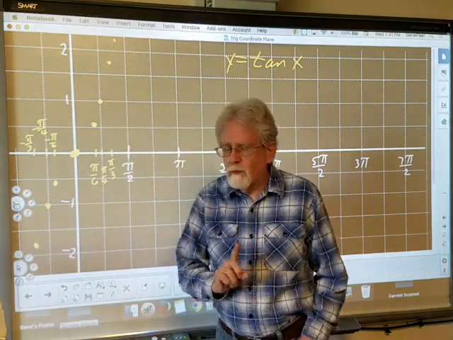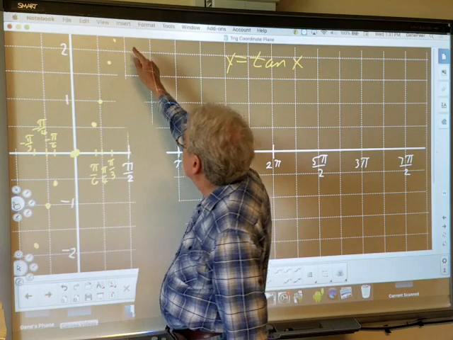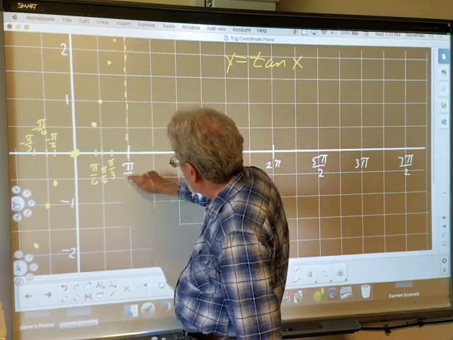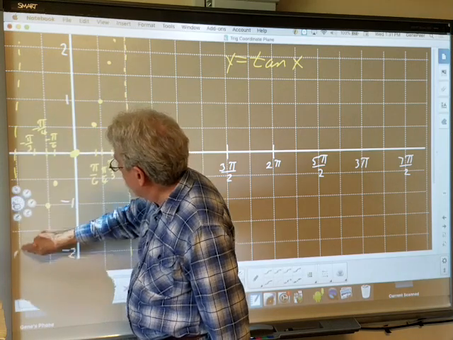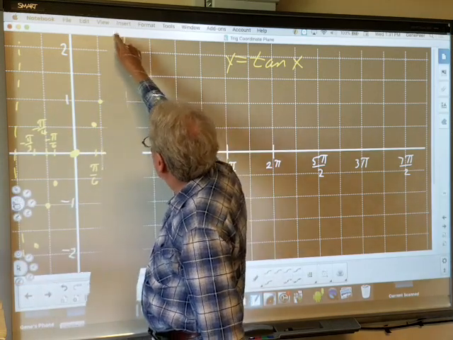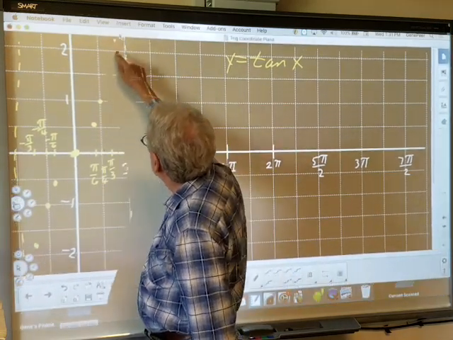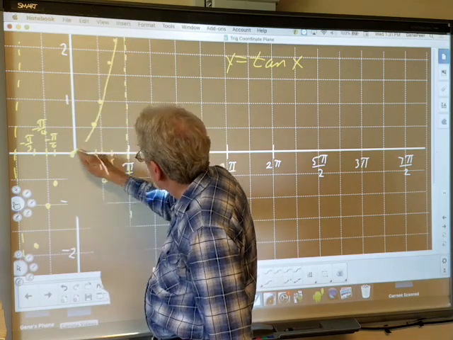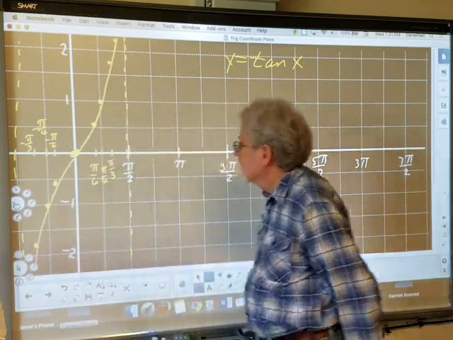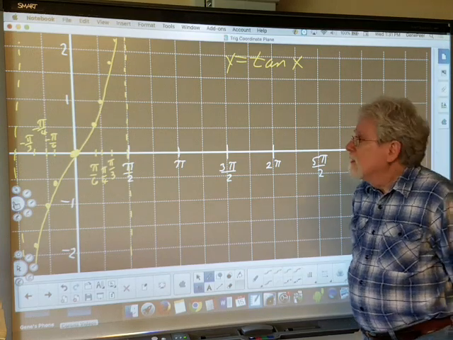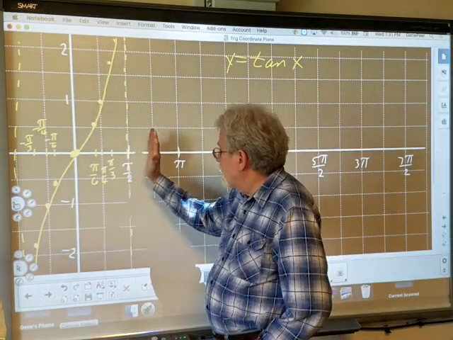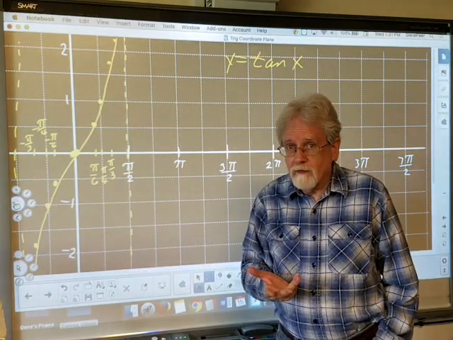And if we connect these points with a smooth curve, remembering that this becomes an asymptote, and so does this, we have something that kind of looks like this. That is one complete cycle, because once we get past pi over 2, the whole thing repeats itself.